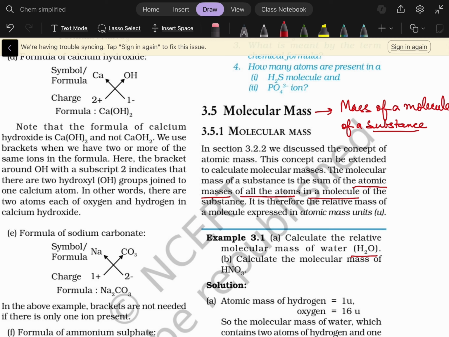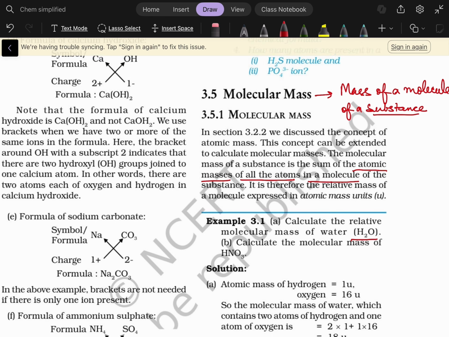You know that molecules are made up of two or more atoms of the same or different elements, and each atom has a definite atomic mass. Therefore, the molecular mass of a molecule can be calculated by adding the atomic masses of all the atoms present in one molecule of the substance.